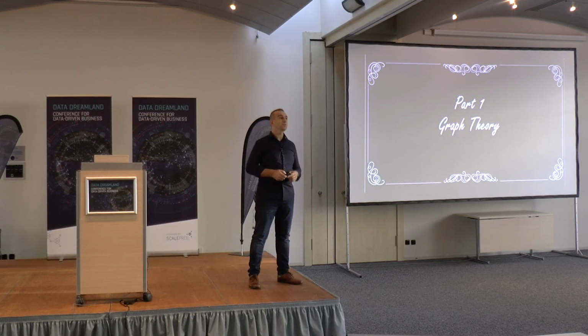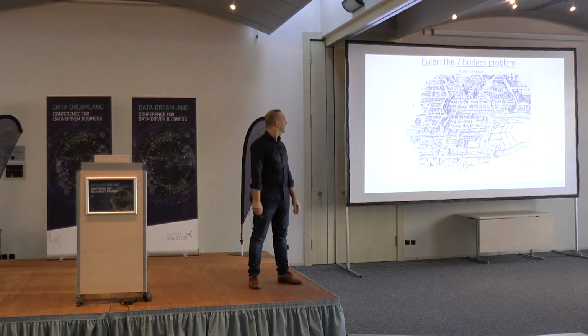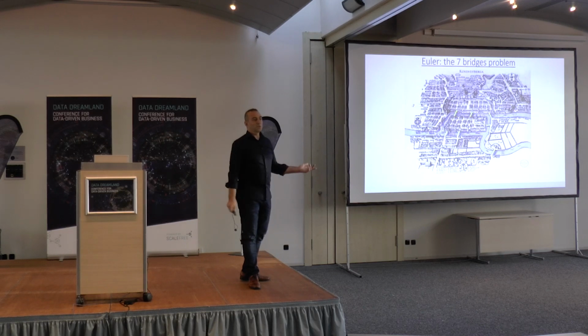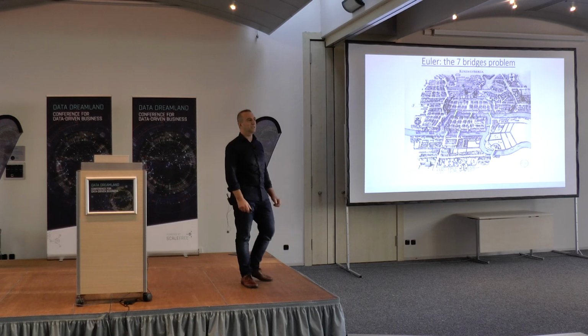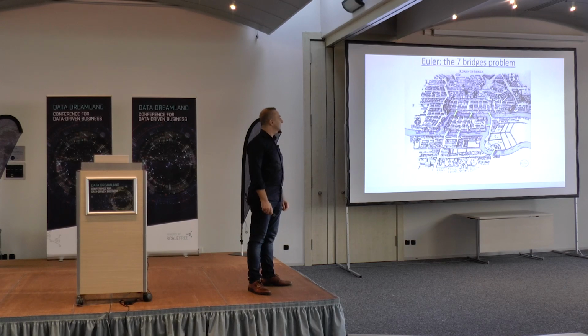Okay, so part one, graph theory. I guess many of you know graph theory started when a Swiss mathematician, Euler, went to Königsberg, which is a city of Prussia, now Russia. And he was walking around the city.